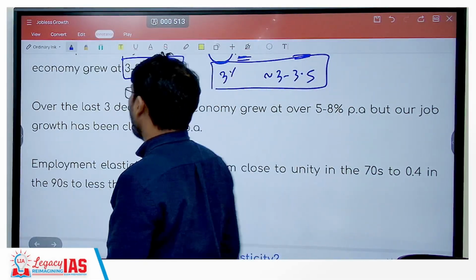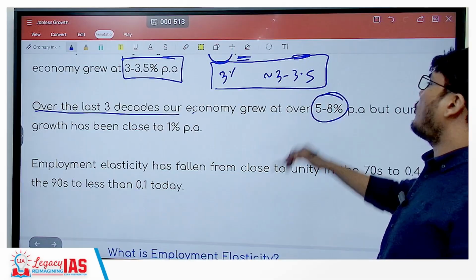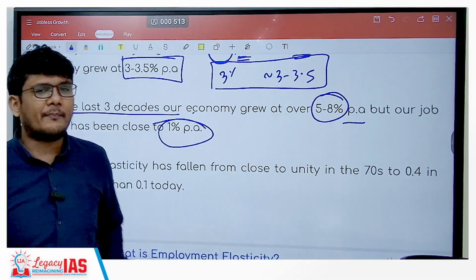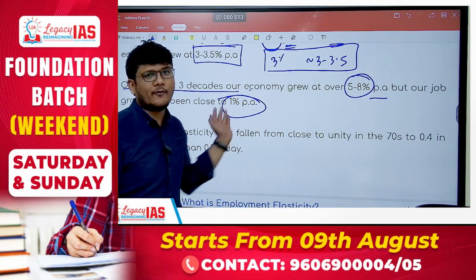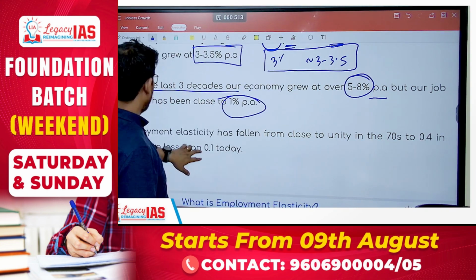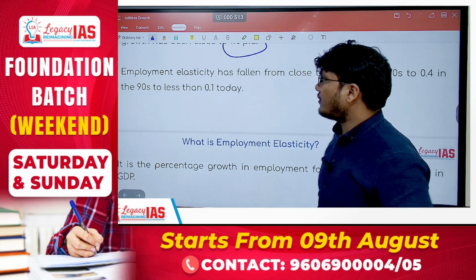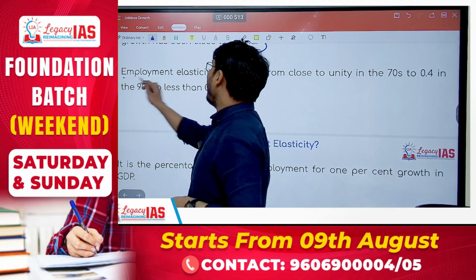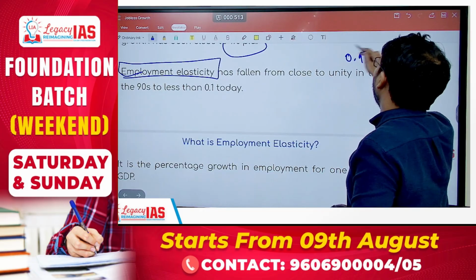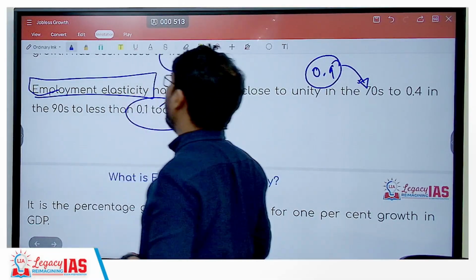But over the last 3 decades, what has happened? The economy grew by 5 to 8% per annum, but our jobs grew at just 1% per annum. Not suddenly, of course, it's a period of time. The job growth has gone down, even though the economy is growing by a good amount. Because of this, employment elasticity has fallen from close to unity, about 0.9 in the 1970s, to 0.4 in the 1990s and 0.1 today.